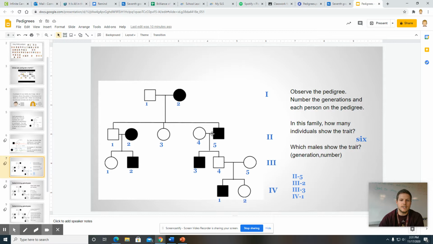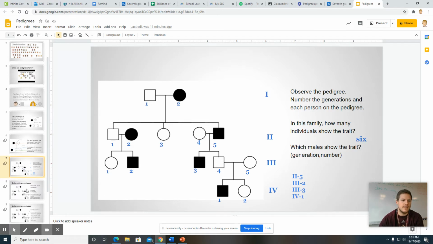So now this line shows who they have had children with, their offspring. Okay. And their children, their offspring, their children, their offspring. So which males show the trait? Remember, that's the shaded ones. So we can see that generation 2, 5 does, 3, 2, and 3, 3 show the trait, and 4, 1 shows the trait. Now, 6 individuals overall show the trait, but only those 4 males.